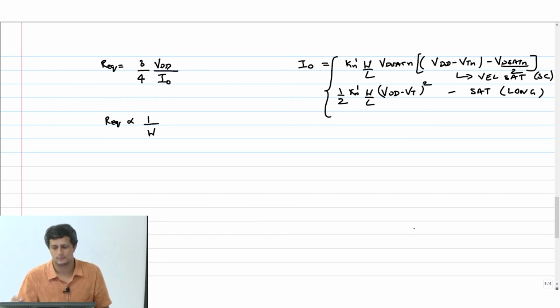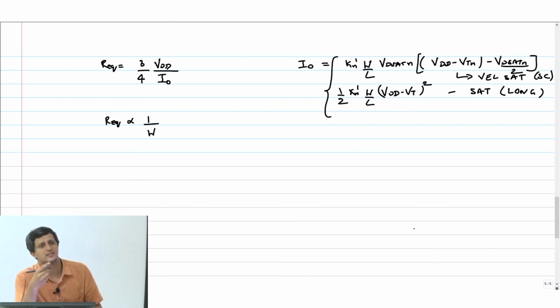Now what happens if VDD is very large? Suppose VDD is very large such that VDD minus VTN minus VD sat n by 2, right? Or VDD is very large compared to VT, then what will happen? Yeah? If it's velocity saturated and VDD is very large, what happens to the R equivalent as a function of VDD? Yeah?